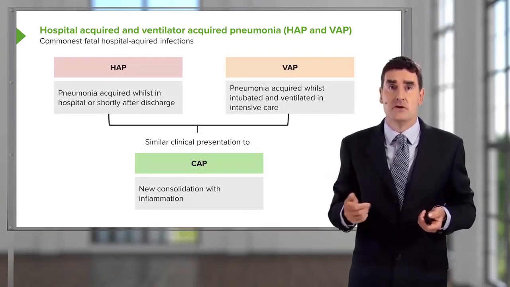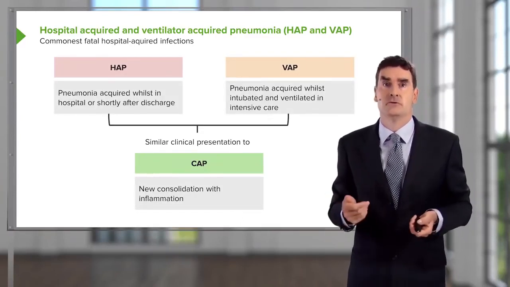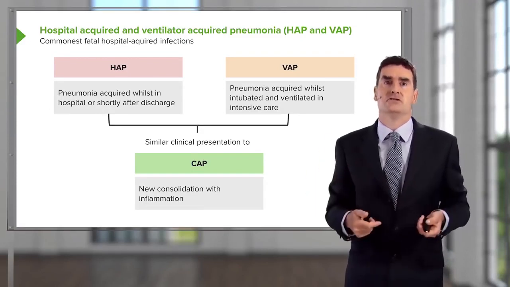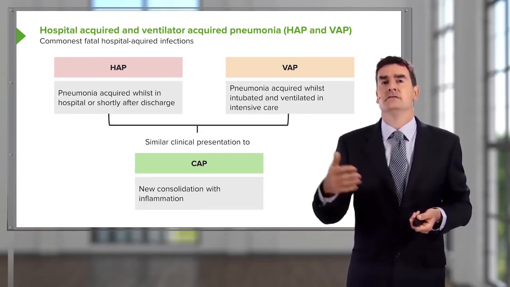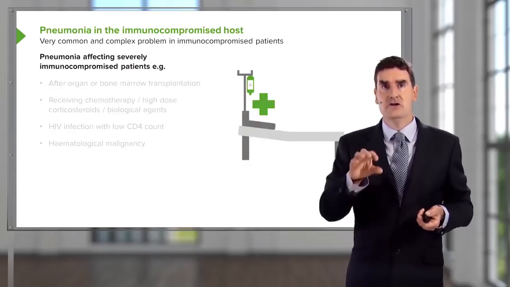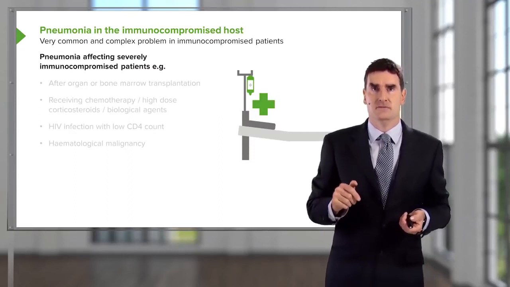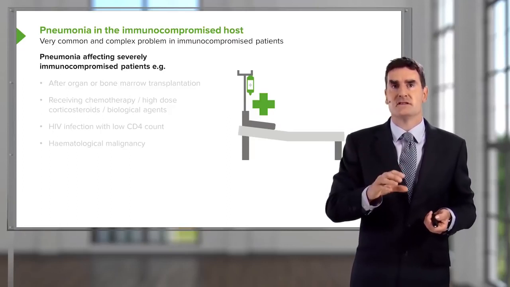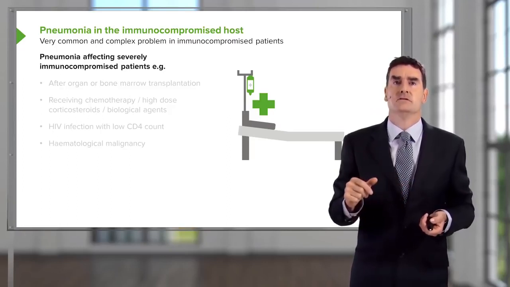The actual presentation of hospital-acquired pneumonia is pretty much the same as community-acquired pneumonia: cough, fever, shortness of breath, with new consolidation and a rise in the markers of inflammation. Pneumonia in immunocompromised hosts is very much more complex than normal pneumonia because of this extended range of organisms that may be causing the problems.